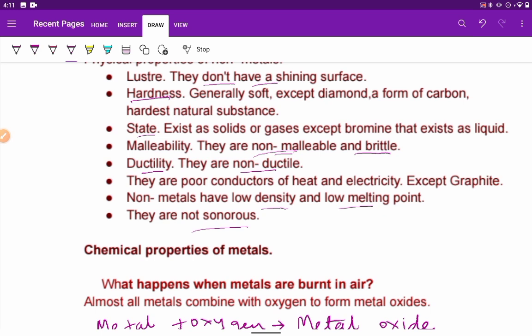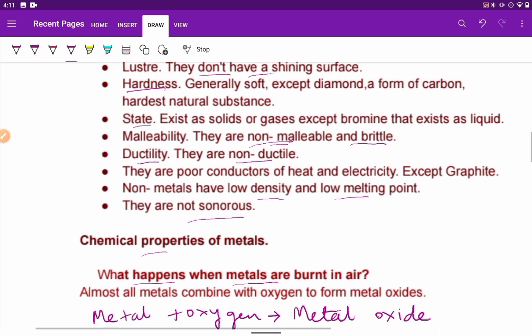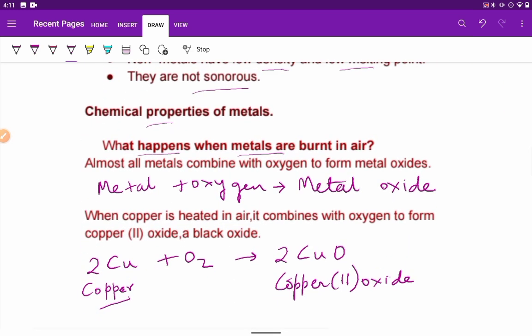Now some chemical properties of metals. Today we will see what happens when the metals are burnt in air. Almost all the metals combine with oxygen to form metal oxides. Metal plus oxygen gives metal oxide.